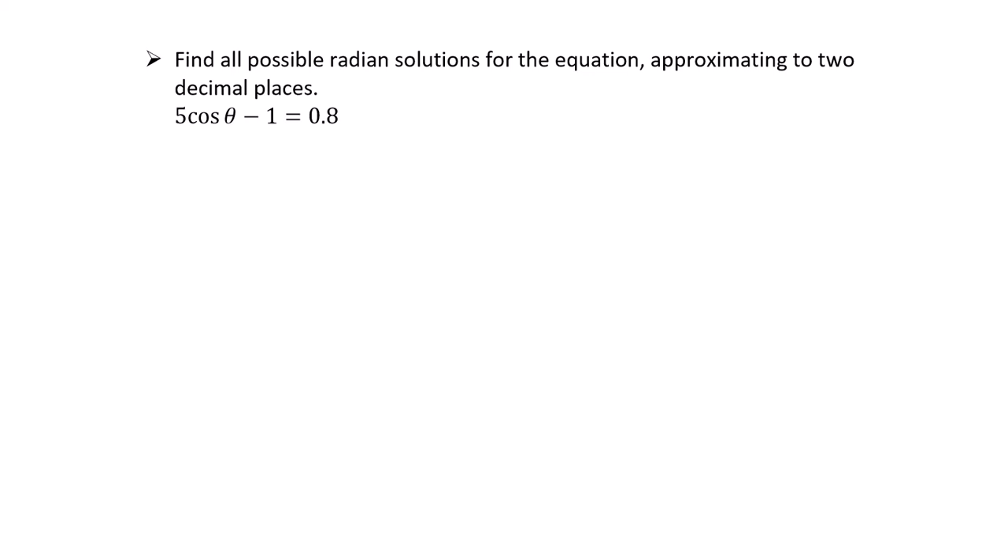Find all possible radian solutions for the equation, approximating to 2 decimal places. Here I have 5 cosine theta minus 1 is 0.8. Our first job is to go ahead and solve for cosine theta. So 5 cosine theta is equal to 1.8. When I divide both sides by 5, I have cosine theta equals 0.36.